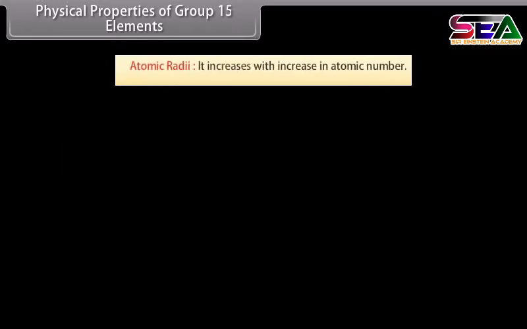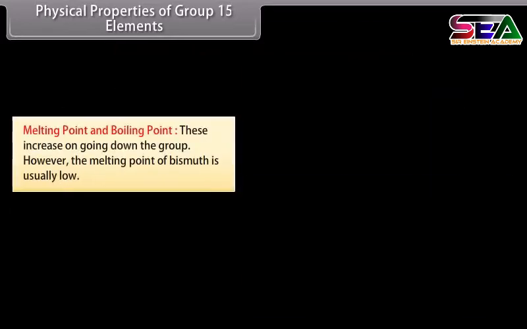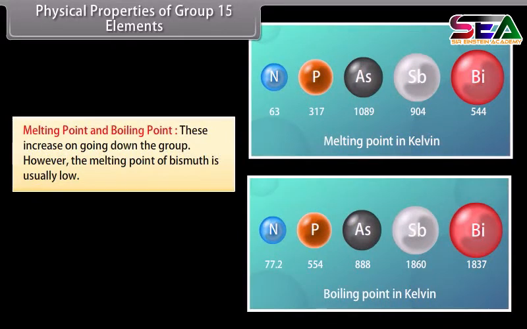Physical properties of group 15 elements. Atomic radii. It increases with increase in atomic number. Melting point and boiling point. These increase on going down the group.